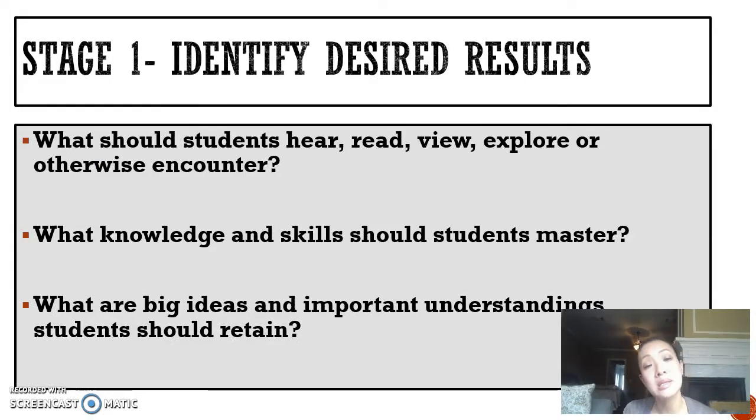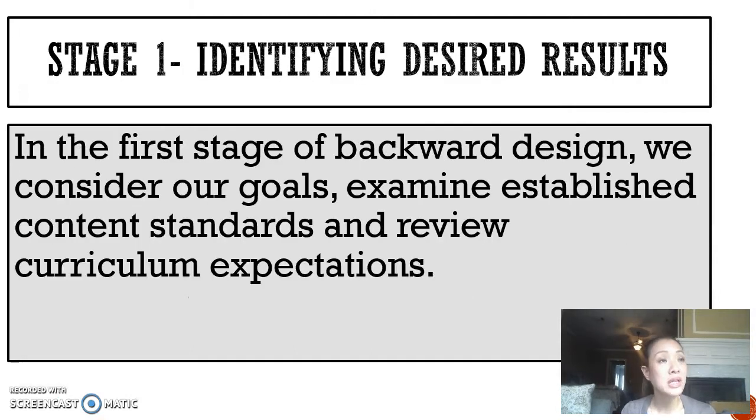Stage 1 is identify desired results. What should students hear, read, view, or explore, or otherwise encounter? What knowledge and skills should students master? What are big ideas and important understandings students should retain? In the first stage of backward design, we consider our goals, examine established content standards, and review curriculum expectations.